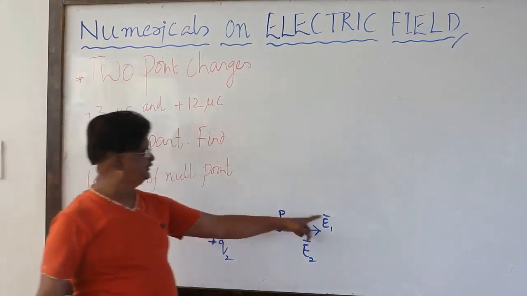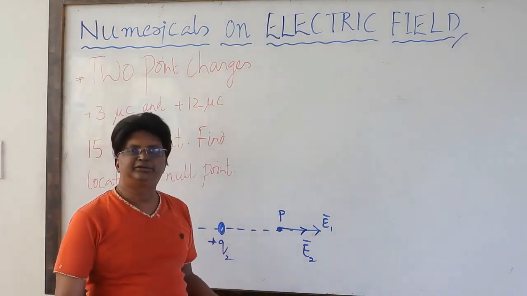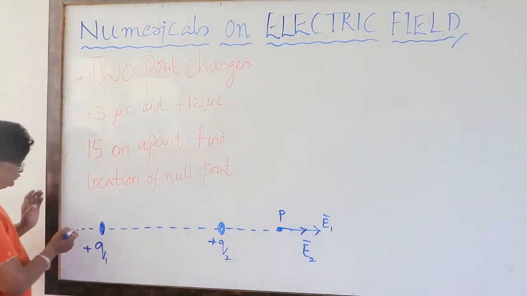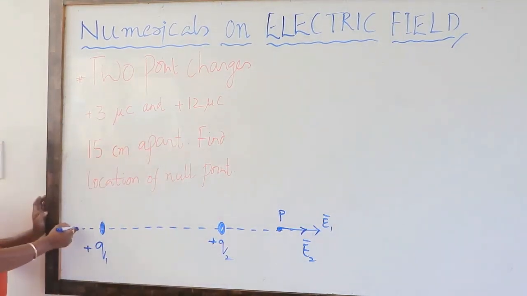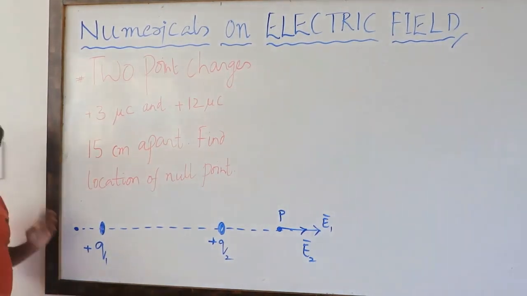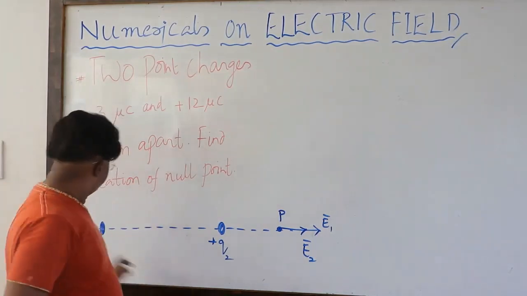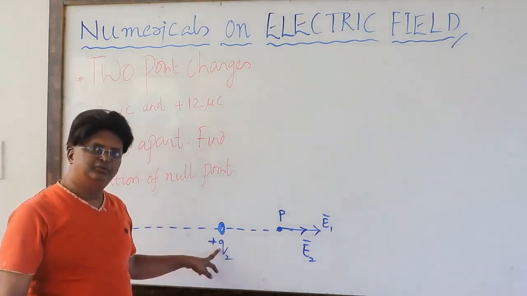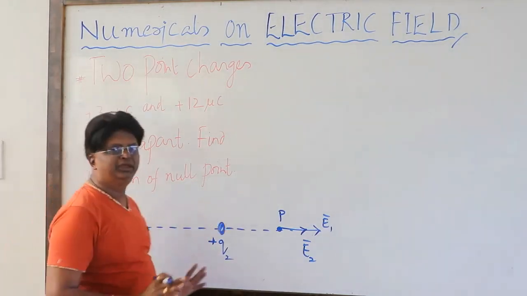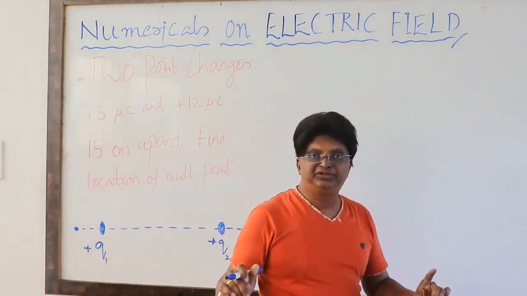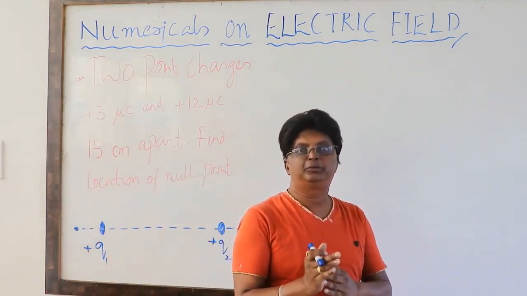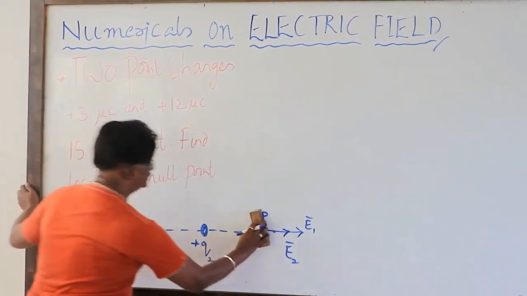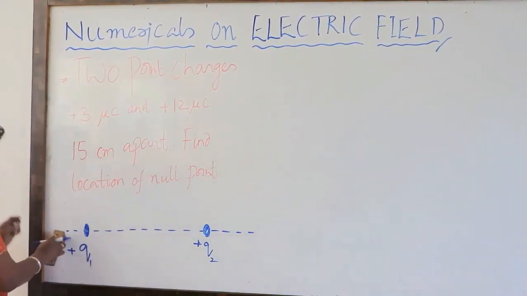Therefore, here you will see that E1 bar and E2 bar are parallel vectors, no question of zero resultant, no chance. Similarly, if you consider a point on the other side, here also E1 bar and E2 bar will be parallel. So when both charges are like, both positive or both negative, for any point outside the combination, E1 bar and E2 bar are parallel, no question of a null point. Therefore, outside the combination, it is not possible.